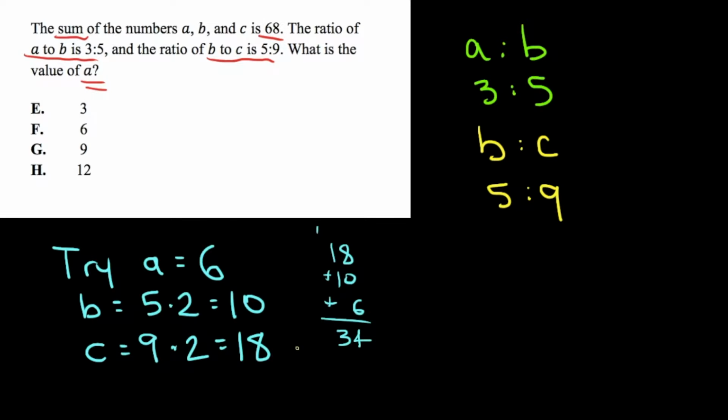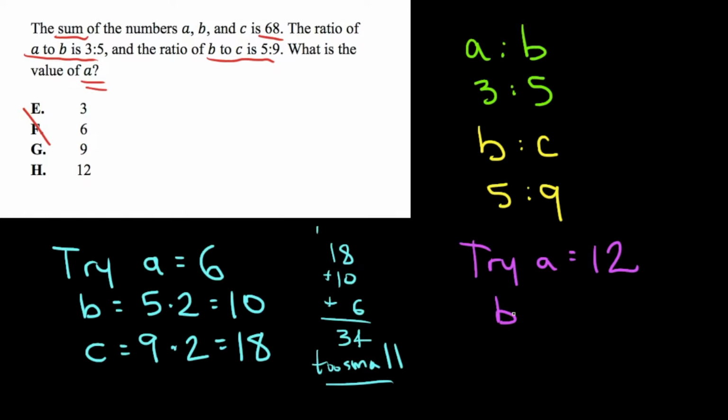Not even close. They have a sum of 34, which is way too small. Oops. Way too small. Okay, so 6 is not the answer. And rather than going ahead and trying 3 next, which is just going to be even farther off, I'm going to try a much bigger value this time and try 12. So I'm saying A equals 12.